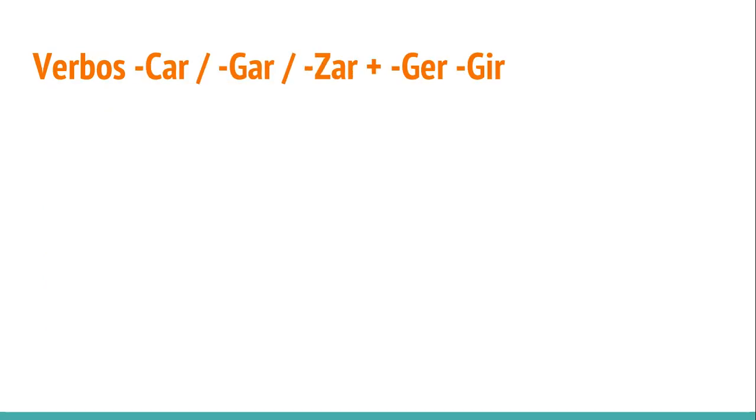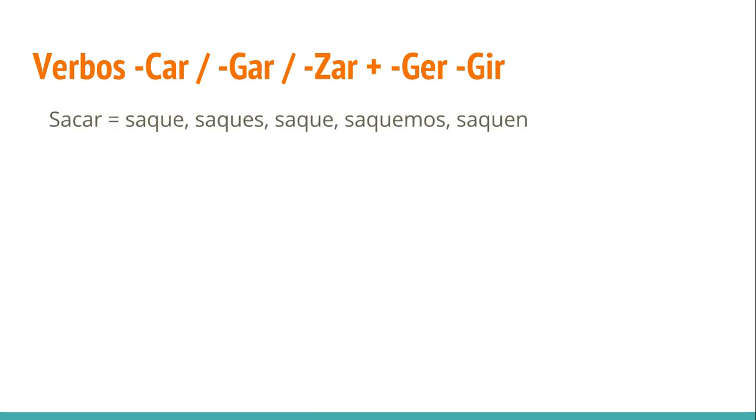Other irregularities that you should be aware of when conjugating verbs in the subjunctive tense are the car, gar, zar verbs, as well as the ger and gir verbs. The car, gar, zar verbs should look familiar from when we studied the preterite tense in Spanish. You can see that car changes to QUE. The only difference is, in the subjunctive tense, you carry the QUE through all of the conjugations.